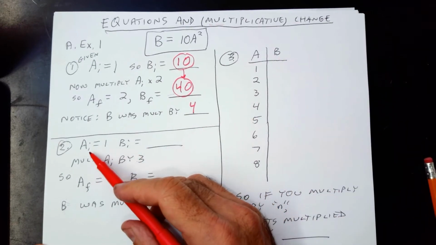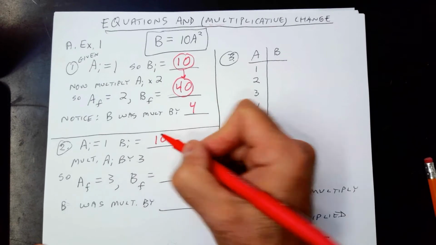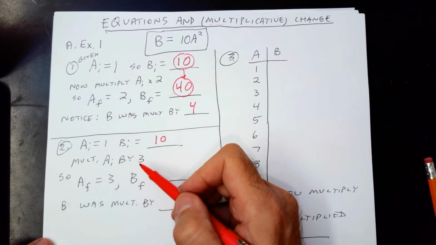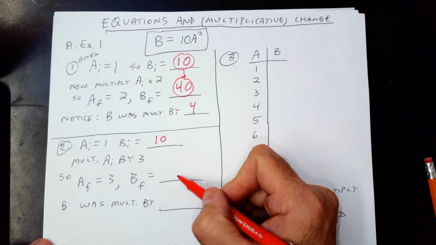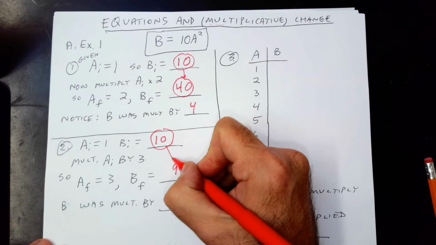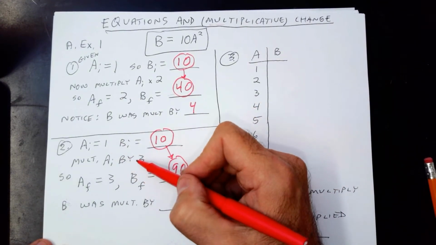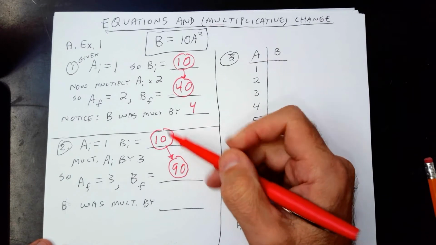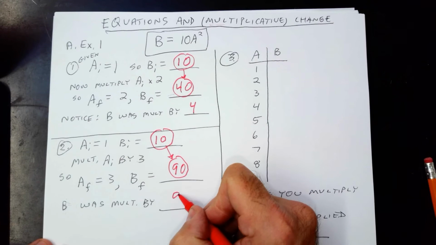Okay? Now look at this case. We'll start with the same a initial, so we're starting with the same b initial. Now we're going to multiply a by 3. So the new a is 3. What's the new b? And of course, it's 90. Look at the change. Okay? We multiplied a by 3, but we didn't multiply b by 3. The result is not that b gets multiplied by 3. The result is that b gets multiplied by 9.